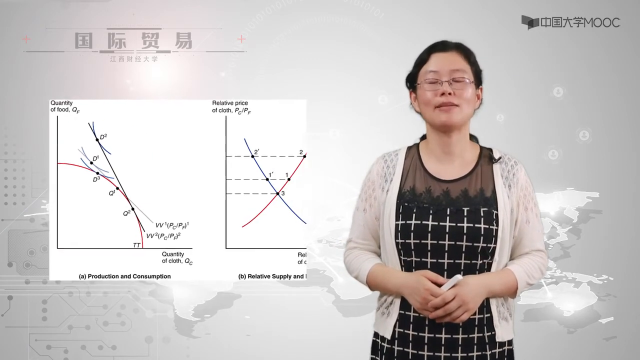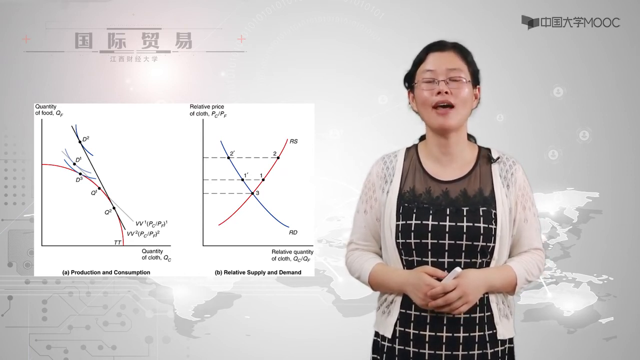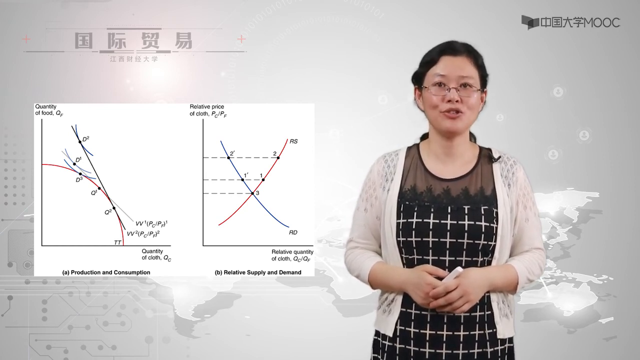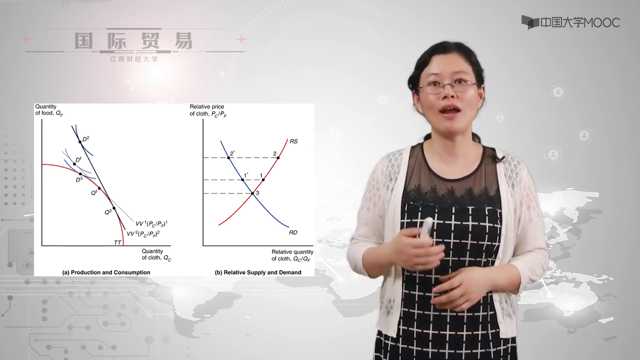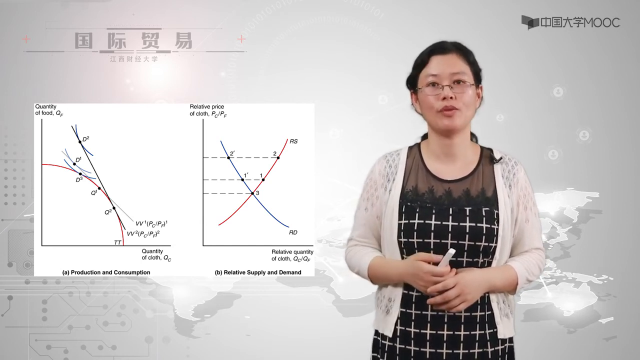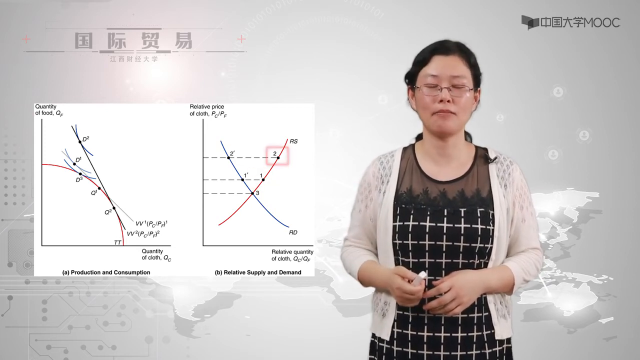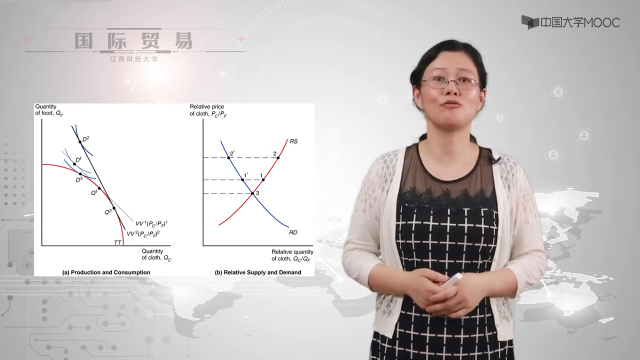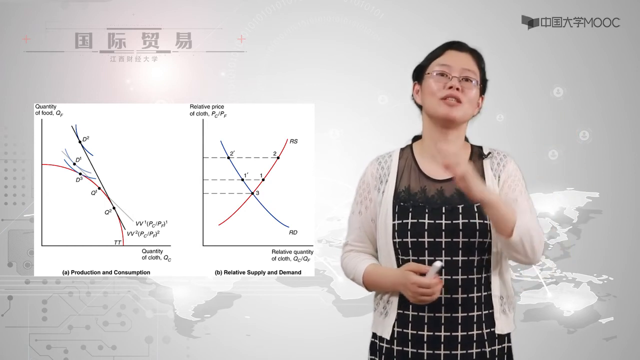Now, let's look at panel B. Panel B shows the effect of a rise in the relative price of crops on relative production. As you can see, when the relative price of crops rises, the relative production will increase from Q1 to Q2. It can be indicated as a move from 1 to 2 in panel B. With the relative price of crops rising, the relative demand will decrease from D1 to D2.